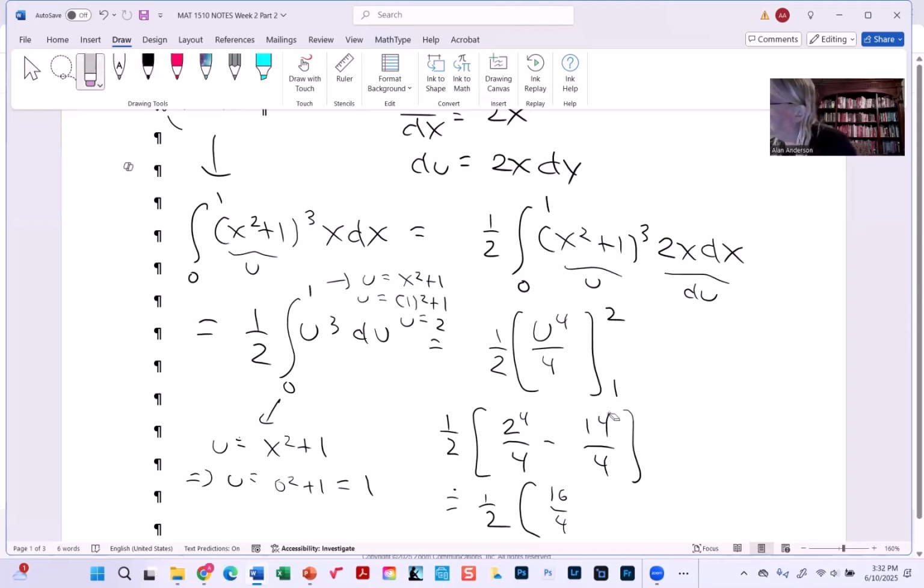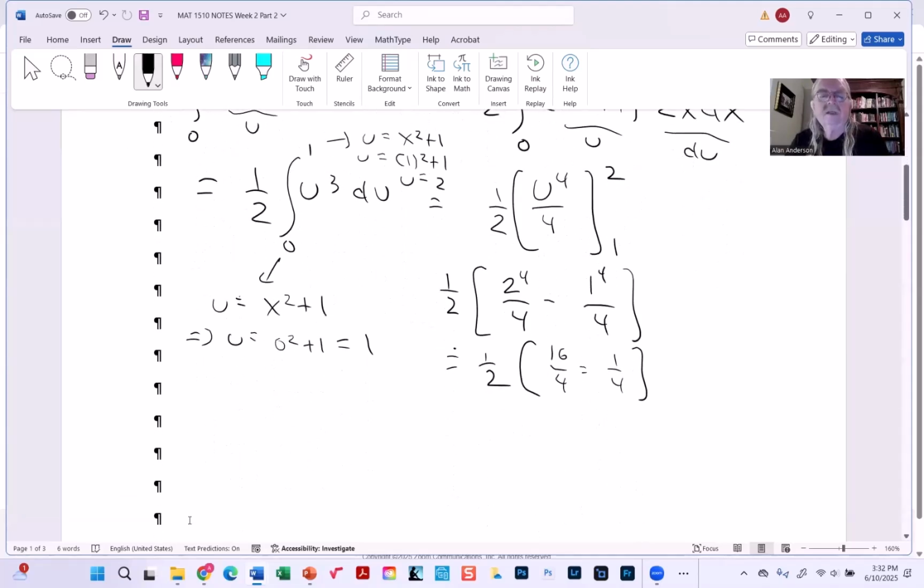I just wrote it very badly. 1 to the 4th. Okay. All right. So in other words, this part we're very familiar with. Inside the brackets, we're going to have 2 to the 4th over 4 minus 1 to the 4th over 4. On the outside, we still have a half.